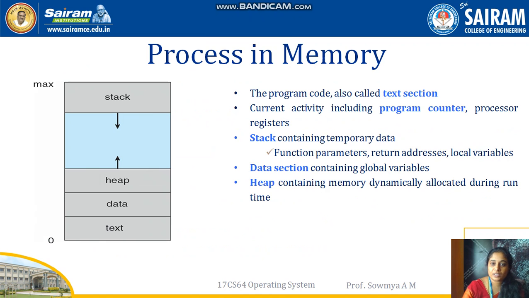Next one is process in memory. Whenever a program is to be executed, the program is copied to the main memory for execution. In this manner, the process is divided into text part, data, heap and stack. Text part will contain the actual code of the program which is to be executed. Data part will contain global variables.